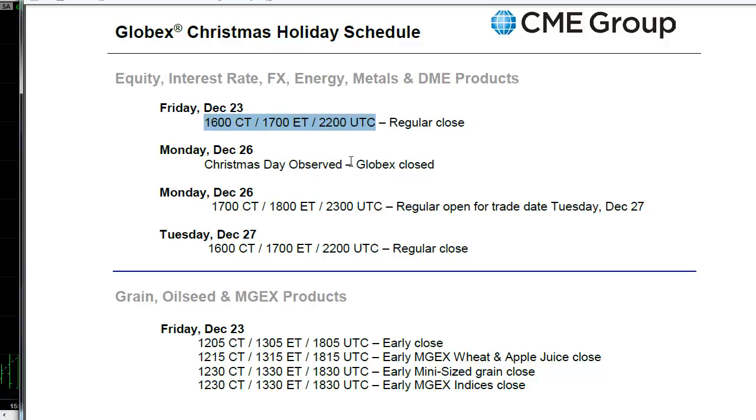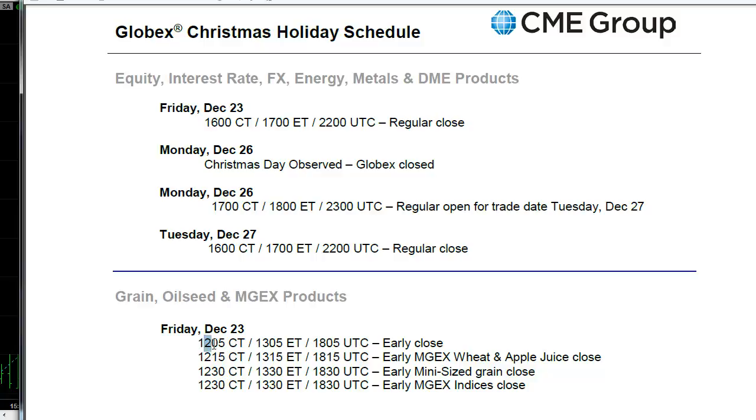Monday is closed, but then it opens up at 5 o'clock p.m. Central Time for the regular session on Monday, the way it would on Sunday night. And it trades normally on Tuesday. So Tuesday session starts at 5 o'clock p.m. Central Time on Monday. The grains do close early, so that's one thing you have to keep note of.